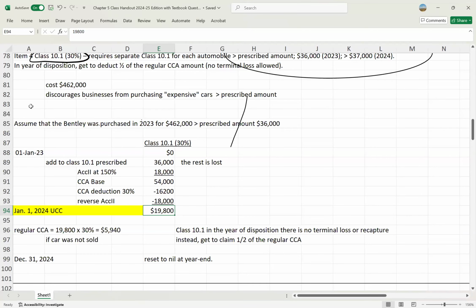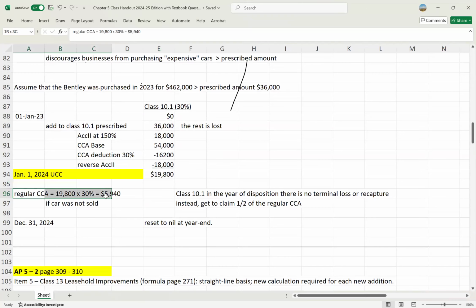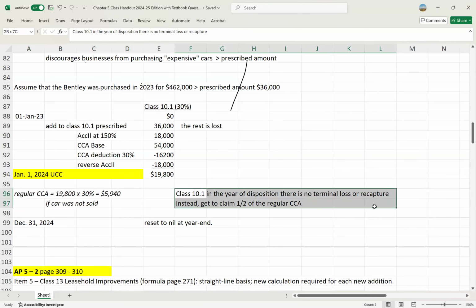Now, I put down here, if the car was not sold, this is what would happen. If the car was not sold, you would just take 19,800 times 30%. You could deduct CCA of 5,940 for the current year if the car was not sold. But because the car was sold, this is what we have to do.